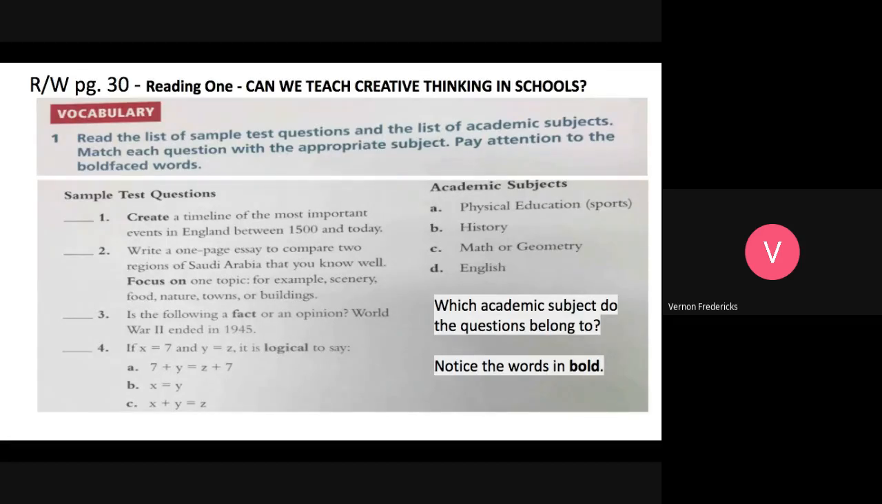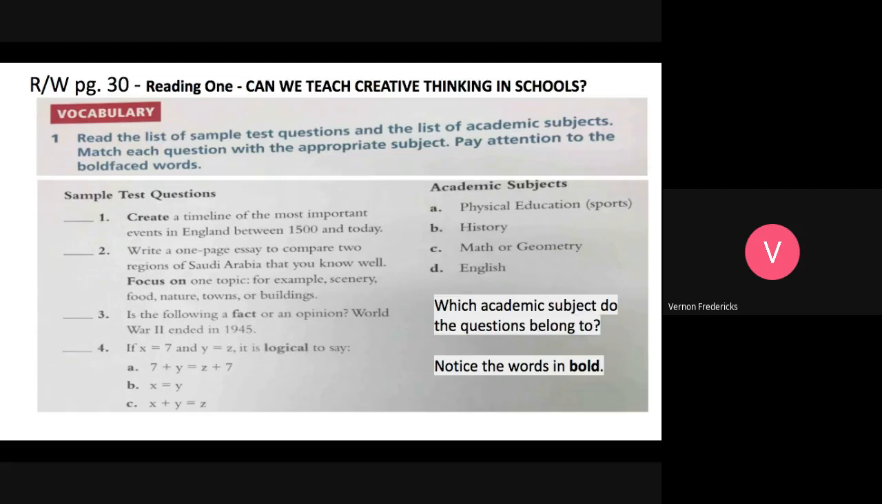So students, on your left, you have sample test questions, number 1, 2, 3, and 4. On your right-hand side, you have academic subjects. These are the subjects that we study at school. The first one is physical education, sports. History is about things that happened in the past. Math or geometry. I think everybody knows what math is. And number D is English.